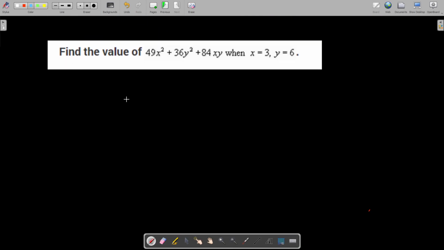It's a little different. So here they gave us one expression and they're asking us to find the value when x equals 3 and y equals 6. Now the thing is, they're not expecting you to put these values directly in this equation and get the answer. You need to use the algebraic identities and simplify this expression first. So we have 49x squared plus 36y squared plus 84xy. Now watch. In place of 49x squared, what can we write? We can write 7x whole square.